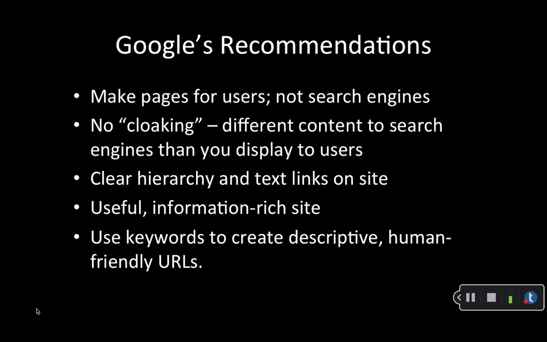Make a site with a clear hierarchy and text links. Every page should be reachable from at least one static text link. Create a useful, information-rich site and write pages that clearly and accurately describe your content. Make sure that your title elements and alt attributes are descriptive and accurate. Use keywords to create descriptive, human-friendly URLs. Provide one version of a URL to reach a document, using 301 redirects or the rel=canonical attribute to address duplicate content.